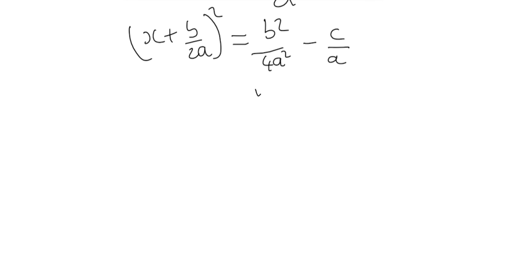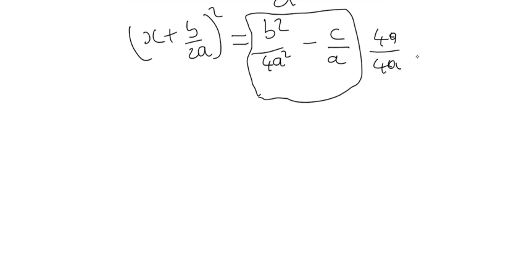So now we are really interested in this side of the equation. On this side of the equation, we're going to have to write b squared and c under one denominator. So the only way I can do that is to multiply 4a over a on the c over a term, and then I still have the left hand side. I've done nothing to the left hand side. We're only going to do this on the right hand side.